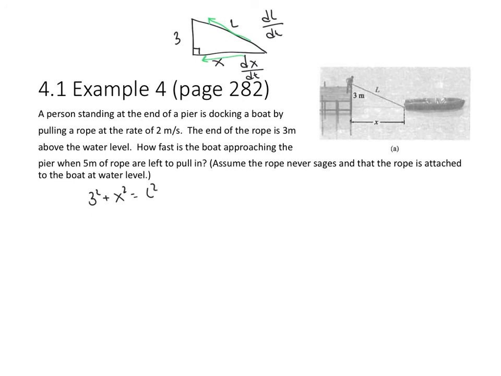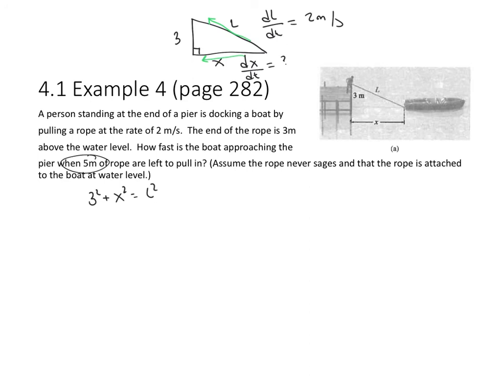I want you to think, is that dL/dt or dx/dt? I'm going to give you 1 second to think about that. And hopefully you think that since this man is pulling, this is the thing that's changing with the rate of 2 meters per second. So my dL/dt is 2 meters per second. I do not know my dx/dt. That's the thing I'm being asked about. How fast is the boat approaching? Now this is going to become important in 1 minute, but we'll wait until we get there.